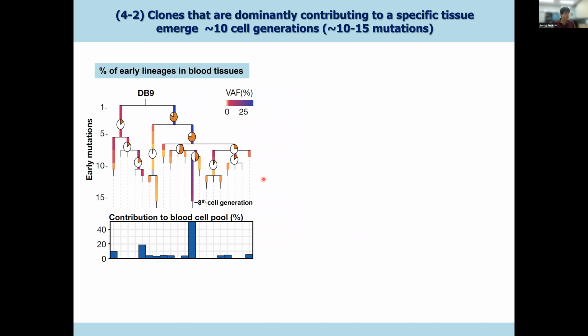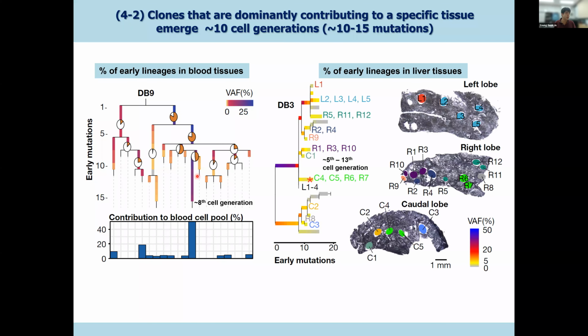Or we can observe that some mutations emerge, some cells emerge at some specific time. For example, we can check the contribution of each clone in the phylogenetic tree in the blood cell pool. So for example, this lineage is one of the lineages in the phylogenetic tree, but its contribution to blood is extremely high, up to around 50% in DB9. That means this lineage is contributing more dominantly in blood tissue specifically. And this clone emerges at the 8th cell generation in this individual.